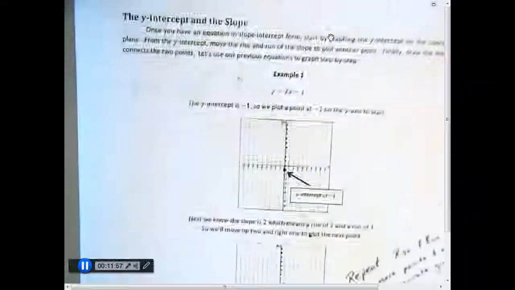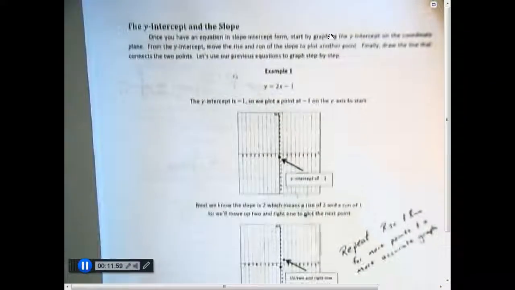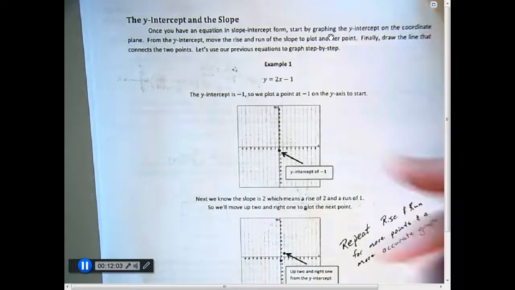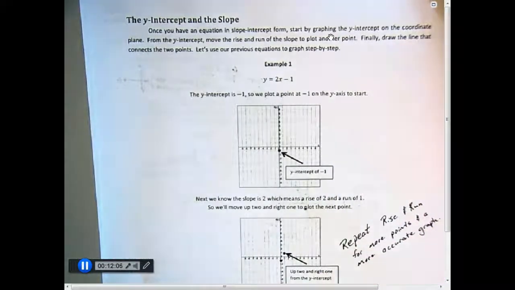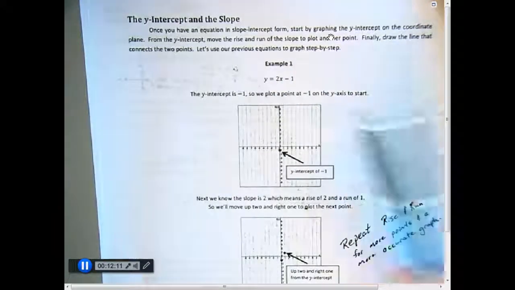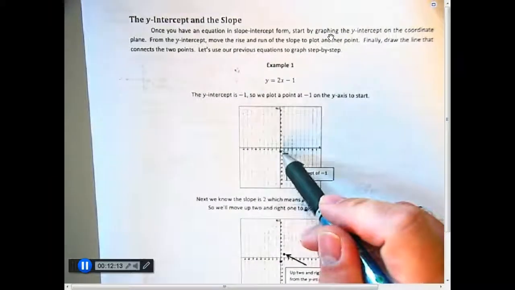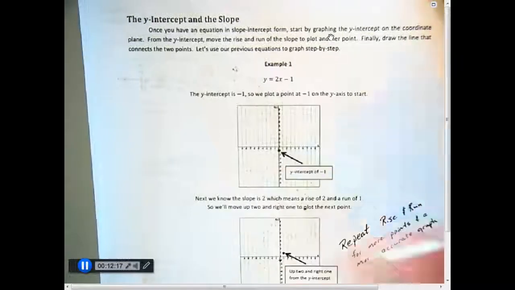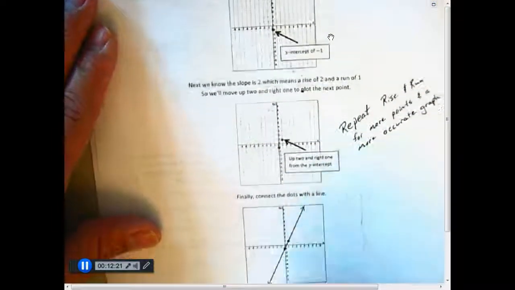Okay, hey, we're on the next page. Y-intercept and slope. Notice then they go into graphing these equations. Now, we already graphed it because we're cool like that. You even wrote it on the other page. Okay, so 2x minus 1, you graph this. You know the y-intercept is negative 1. You could rise 2, run 1, and then put another point. Repeat the rise and run to get a more accurate graph, and then draw a line.